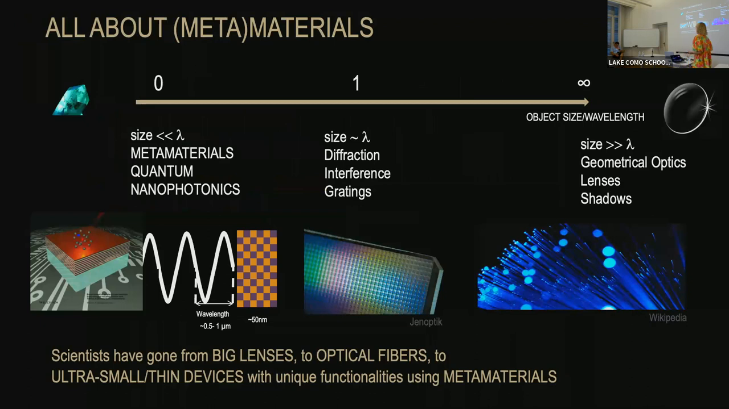So we started with geometrical optics, lenses, and shadows in medieval ages. And then we went to structures that are much smaller, depending on the tools that were available to us. So we are dealing now with diffraction, interference, and gratings, and microscopic size devices, including fibers and waveguides. And over the past couple of decades, people, due to progress in nanotechnology, started to look into something that is much smaller than the wavelengths. And that's where very interesting stuff starts.